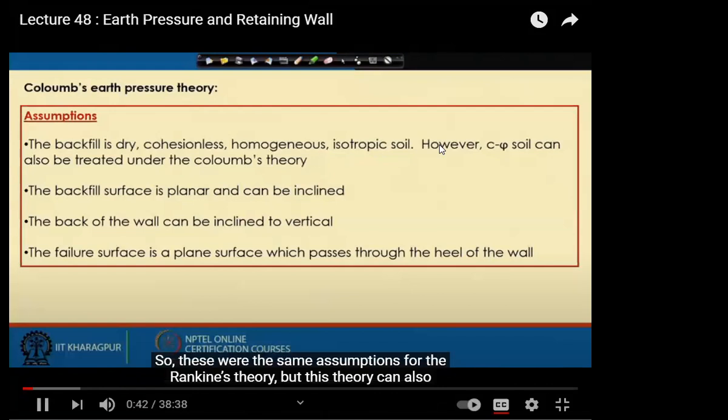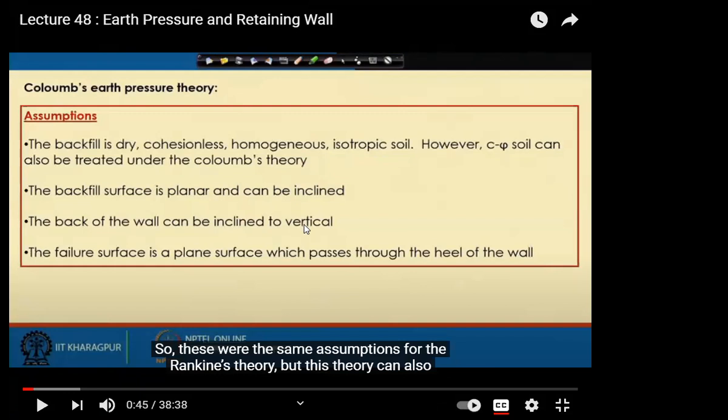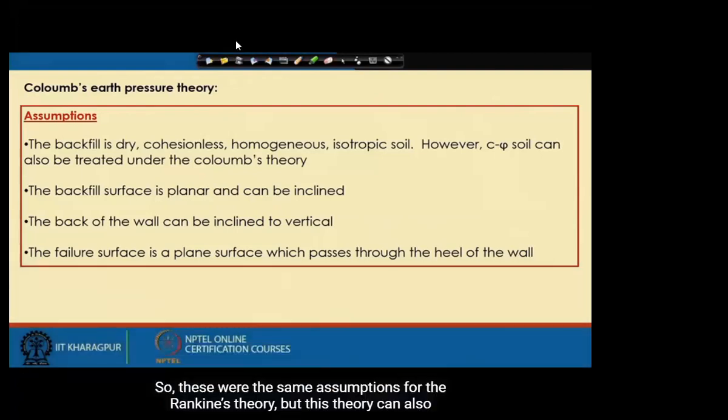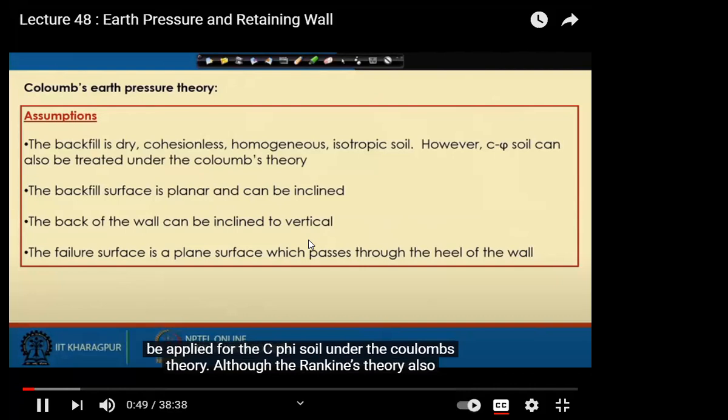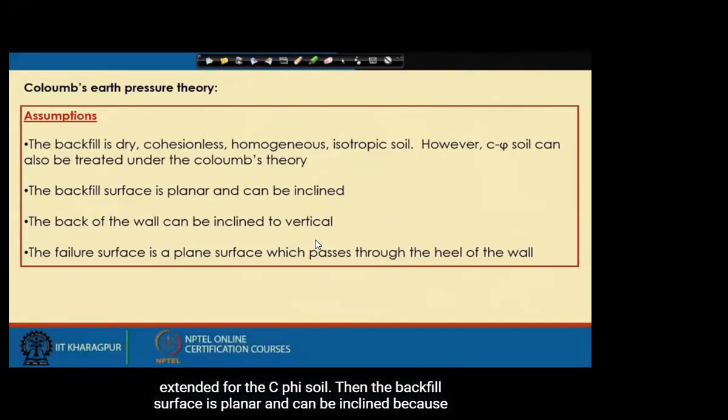These were the same assumptions for the Are you able to listen to the video properly? Yes, ma'am. Right. Screen is visible, right? Yes, ma'am. Right. Rankine's theory, but this theory can also be applied for the C5 soil, okay, under the Coulomb's theory, although the Rankine's theory also extended for the C5 soil.